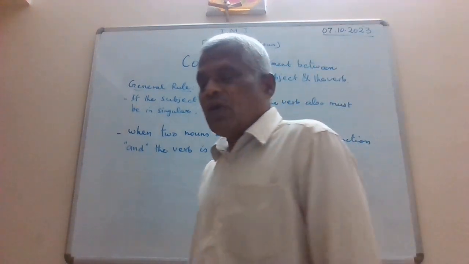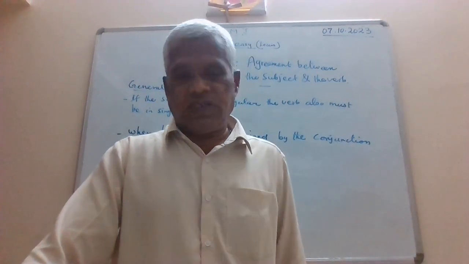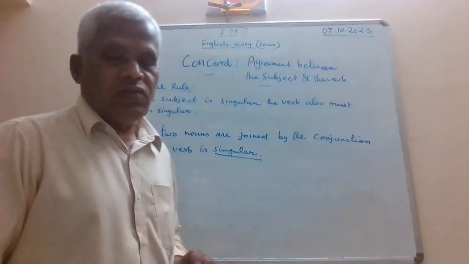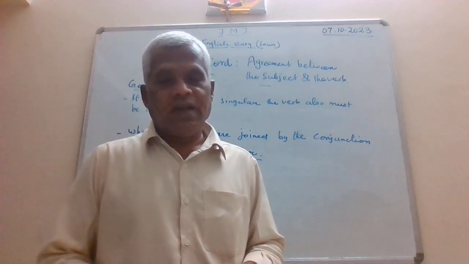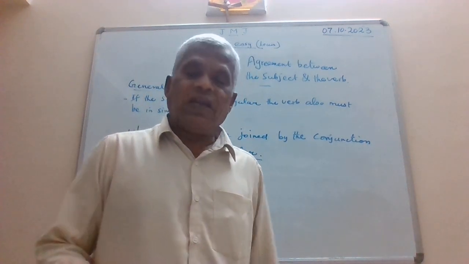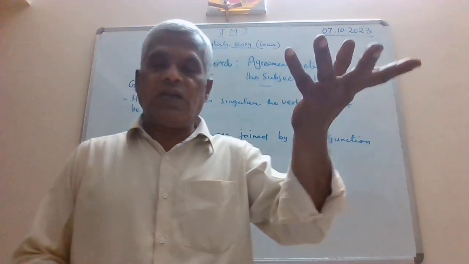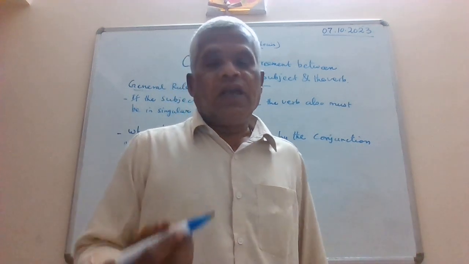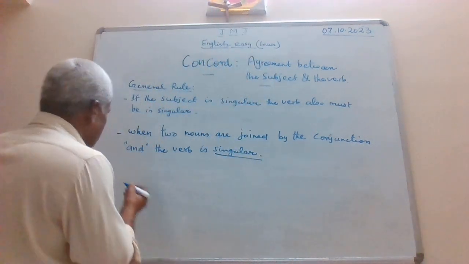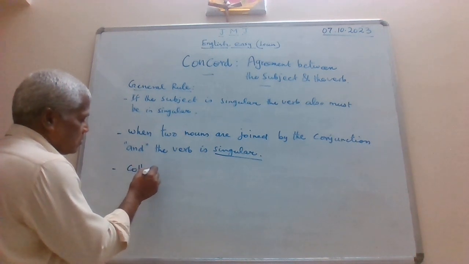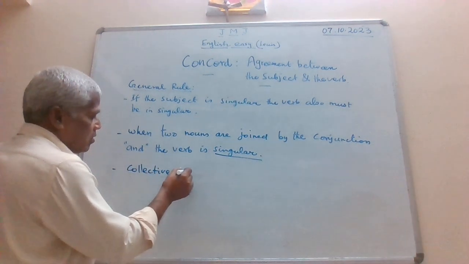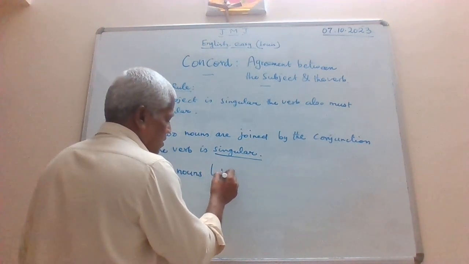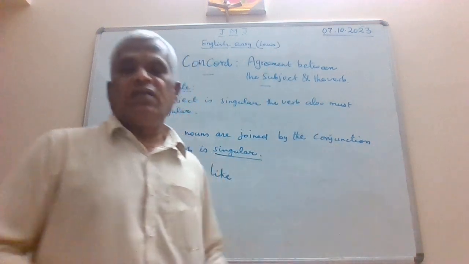Right. Now we have what is known as the collective nouns. You remember what are collective nouns? Collective nouns, group. When you talk about different types of nouns, we have material noun, collective noun, common noun, abstract noun, and all that. So, collective nouns. There are so many collective nouns, you can give examples.